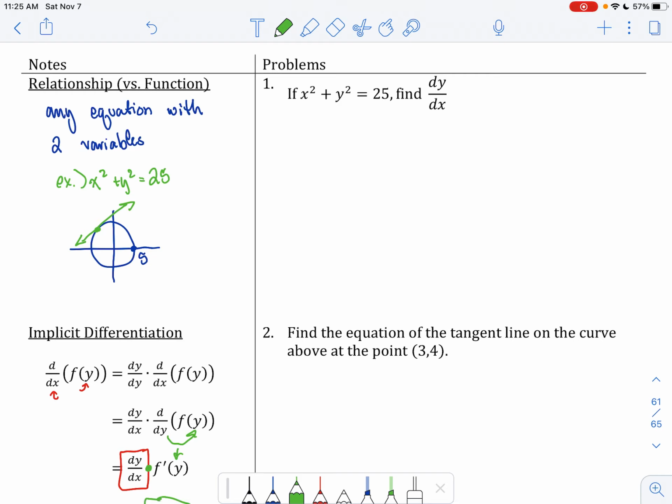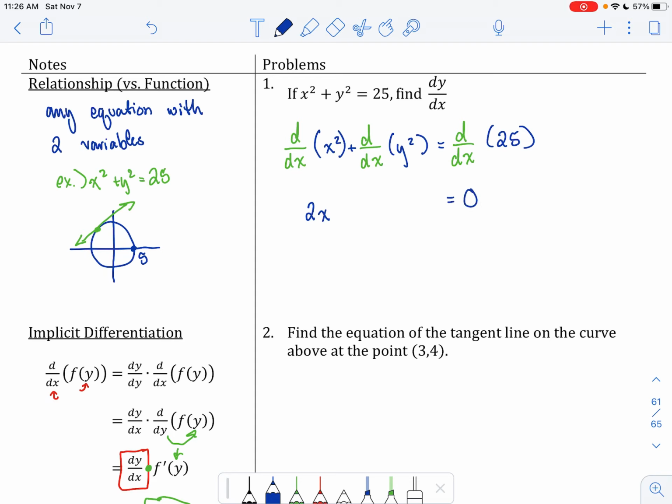So again, what you want to do is take d/dx of both sides, just like we normally would. So here we've got d/dx of x squared plus, and we're going to separate the terms right away, d/dx of y squared is equal to d/dx of 25. Now, two of these terms work out just fine. This is one of our constant rules, this is a power rule. So you can already jump to, well, that's 2x, and that's 0, so that's totally fine.